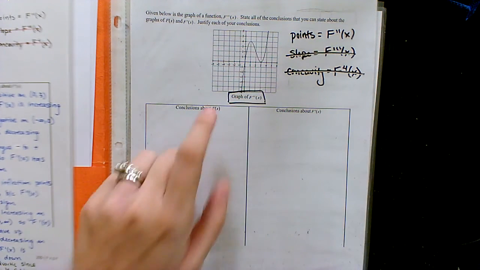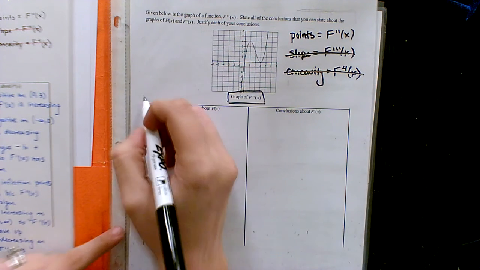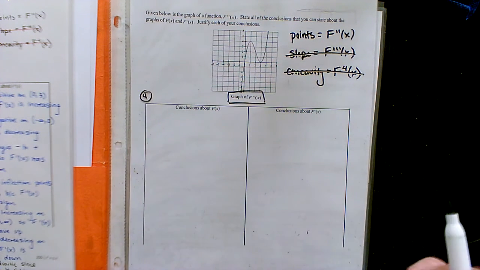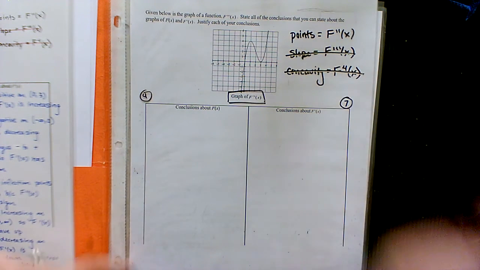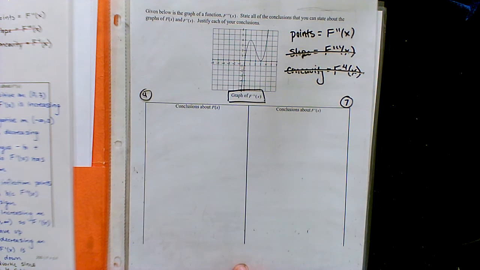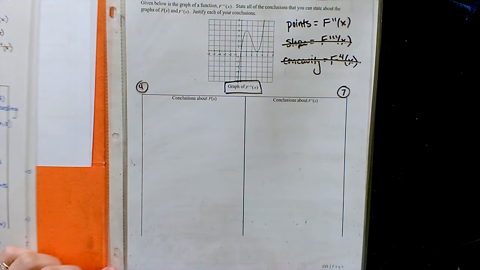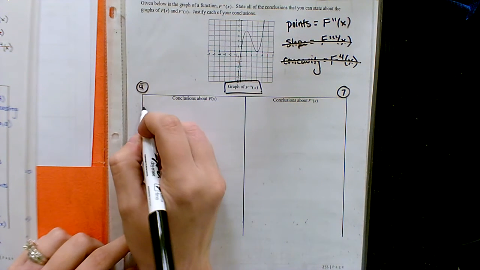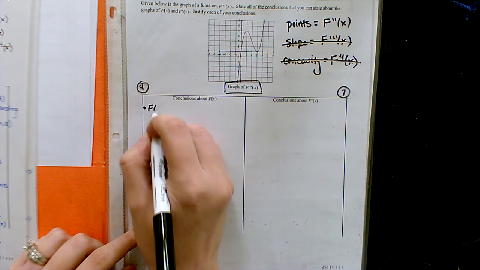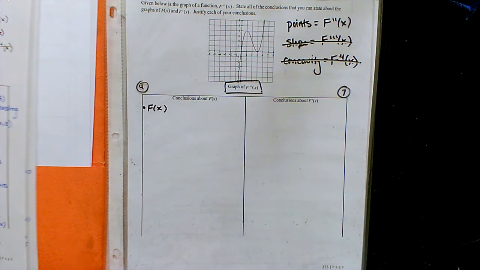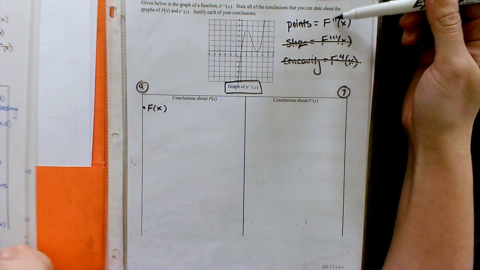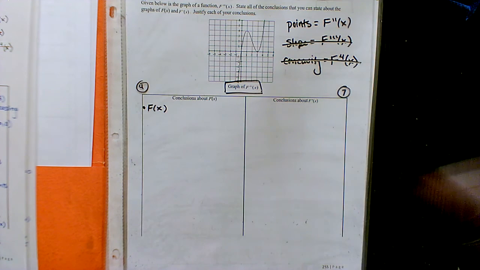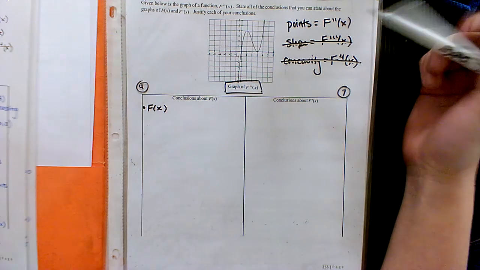Okay, so what can we conclude about f? Based on my paper, I have 4 here and 7 here. The points on this graph represent the second derivative, so think about how the second derivative is related to the original function.